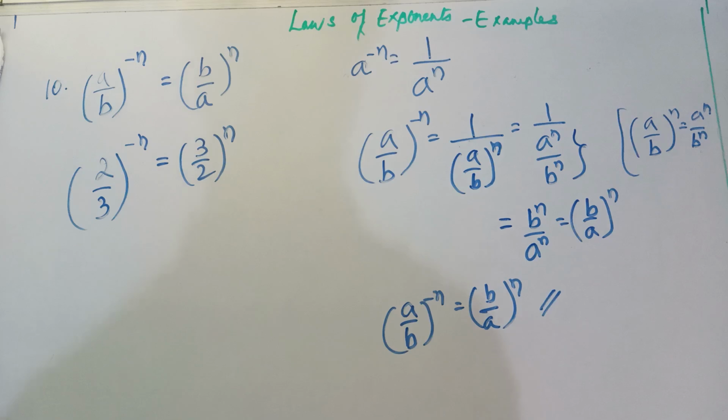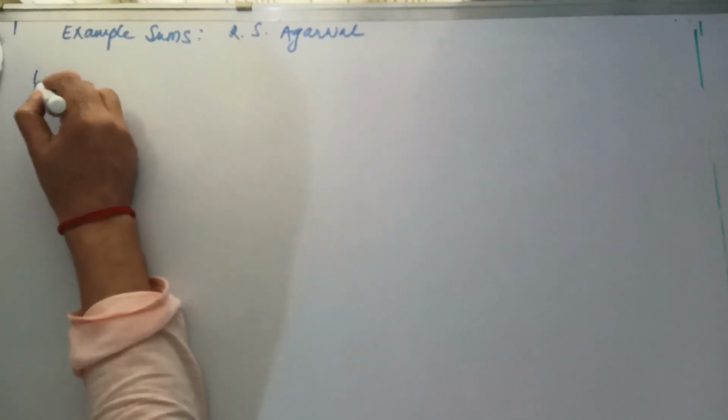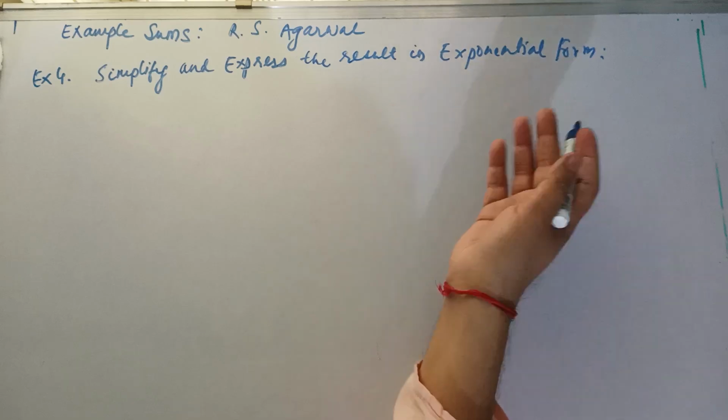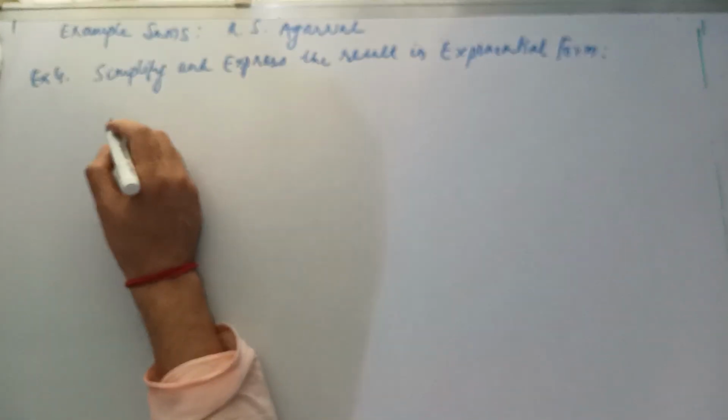So that was the explanation for the laws with examples. I hope you have understood it. Now look at the example sums I'm taking from R.S. Agarwal. The first sum says, example number 4, written in exponential form. We don't have to solve it fully. Let us take down the question.